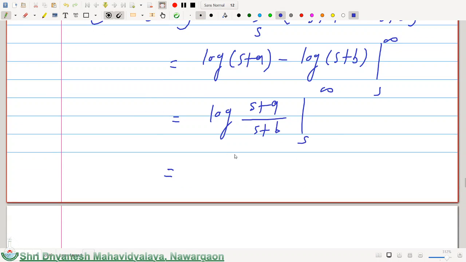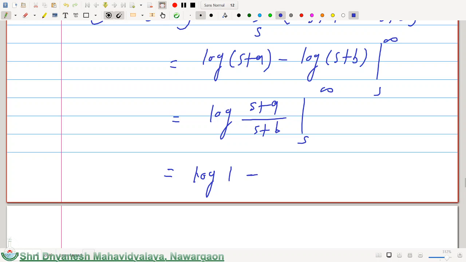After applying the limit, what will we get? You take s common from the numerator and the denominator also, then s will be cancelled, and what remains here is log of (1 plus a upon s) upon (1 plus b upon s). Then apply the upper limit. You will get 0 in the second term in both numerator and denominator, and 1 here in the numerator and denominator. So this will be, at the upper limit, 1.